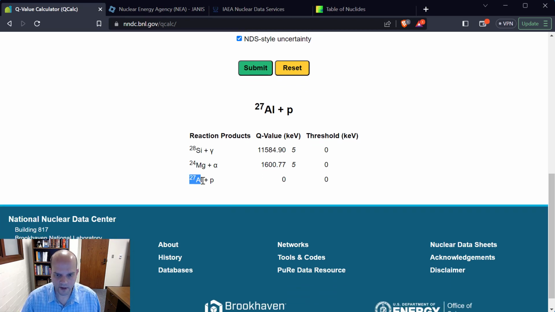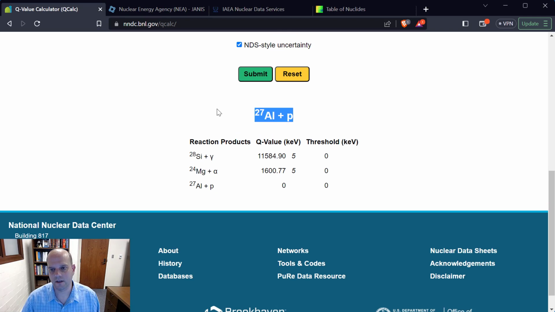And then this one here, I've got aluminum 27 and a proton. So I started with aluminum 27 and a proton, and I ended with it. I didn't change anything, and so there is no Q value associated with that. That's an elastic reaction.